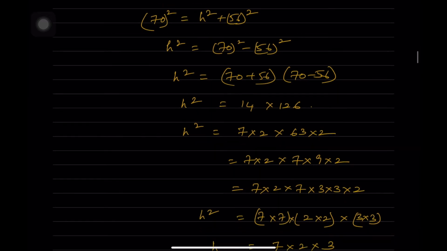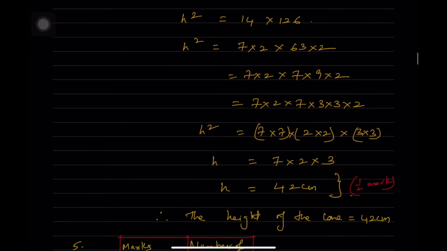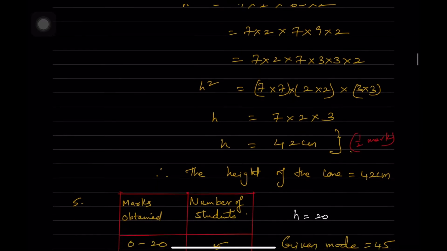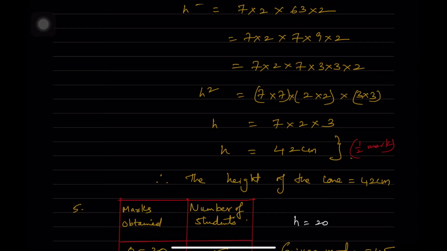Again you divide that, writing prime factors here, all prime factors, so that it becomes easy for you to find the h value. So 7 into 9 into 2. You bring all the 7s to one side, and all the 2s. 9 can be written as 3 into 3. So what is h? You remove one value from each, so 7 into 2 into 3. So 42 centimeters is h. So the height of the cone is equal to 42 centimeters. For this you will get half a mark.